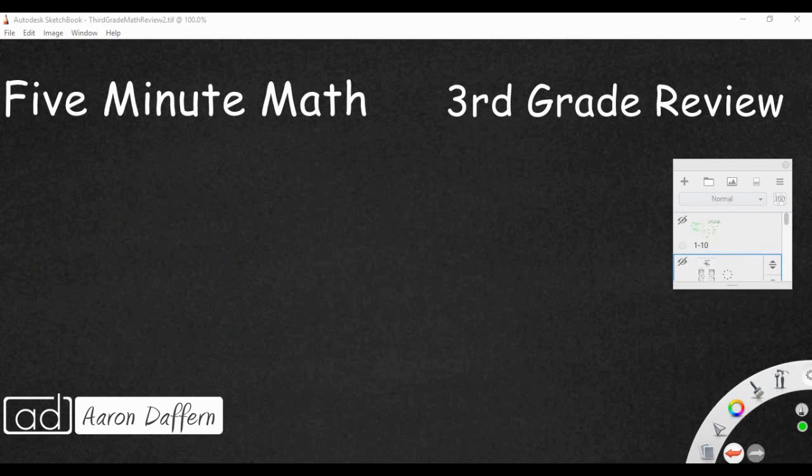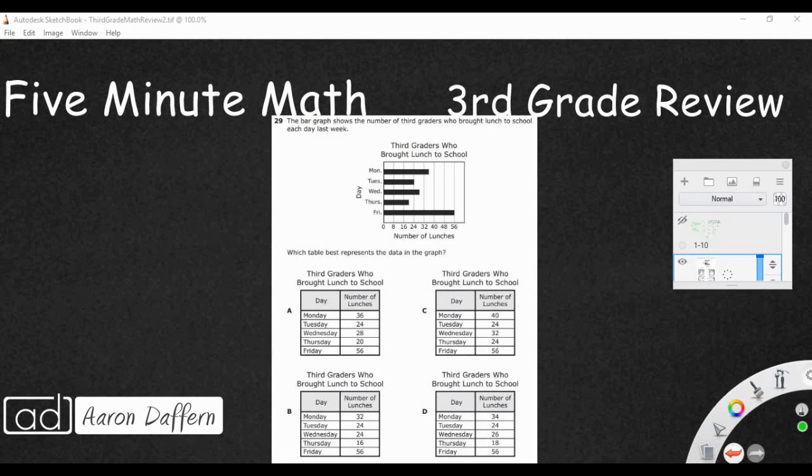So let's see what happens with number 29. That is our second problem for today. It is a bar graph that goes side to side, and we need to line it up to one of these tables. You notice we've got intervals. Look at the intervals down here at the bottom: 0, 8, 16. It's skip counting by 8s. So we need to put our numbers on each of these, because look at Friday. Friday goes all the way up to 56. That's fairly simple.